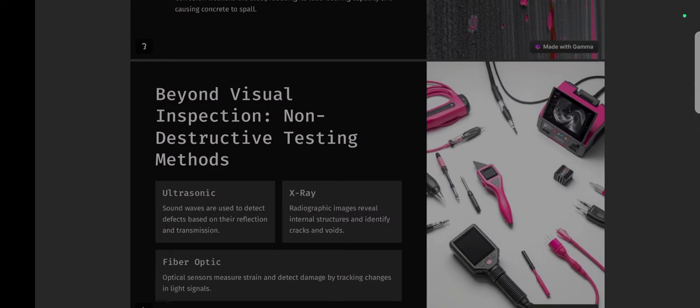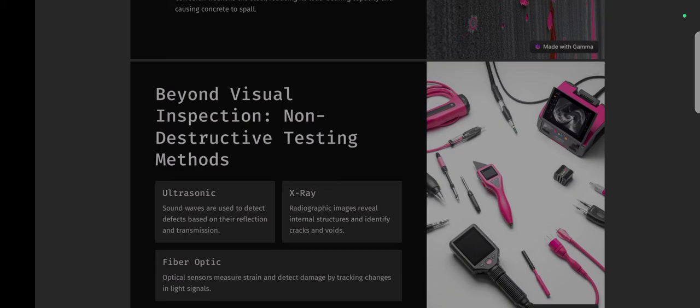Next, non-destructive testing methods. The non-destructive testing methods for concrete are used to evaluate the condition of concrete structures without causing any damage to them.